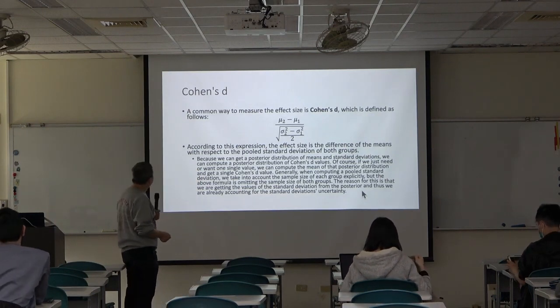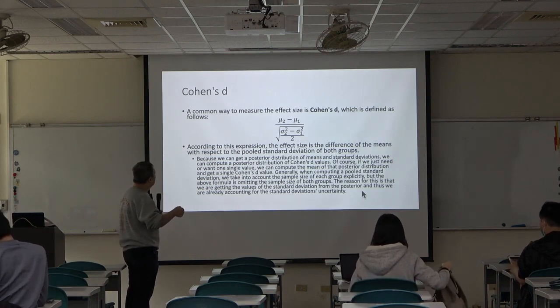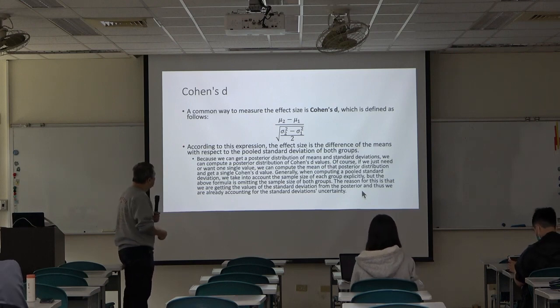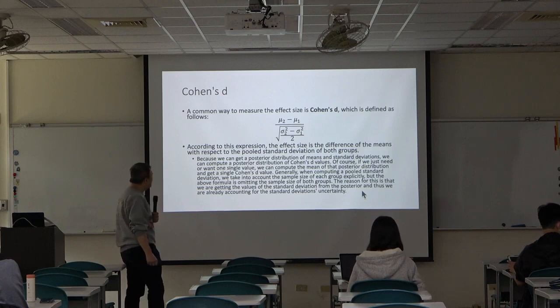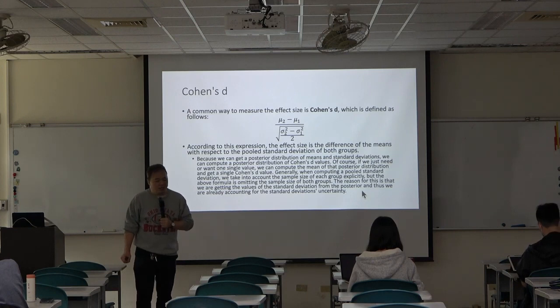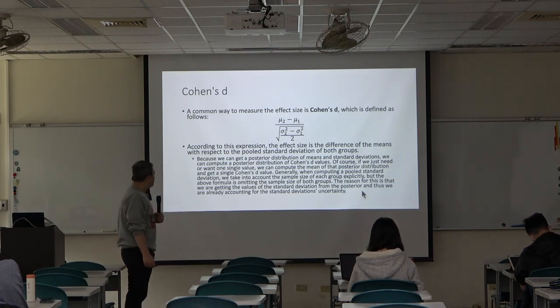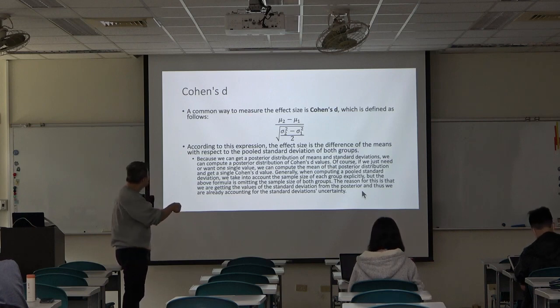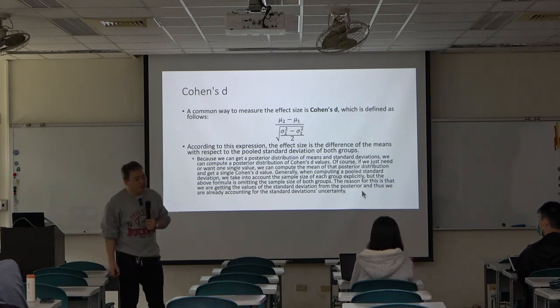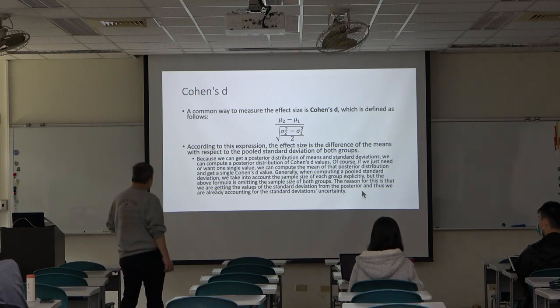Okay, so what is Cohen's d? The definition is like this. For two given groups, assuming their means and standard deviations are mu1, mu2, and sigma1, sigma2, respectively, then their Cohen's d. The d actually stands for distance.